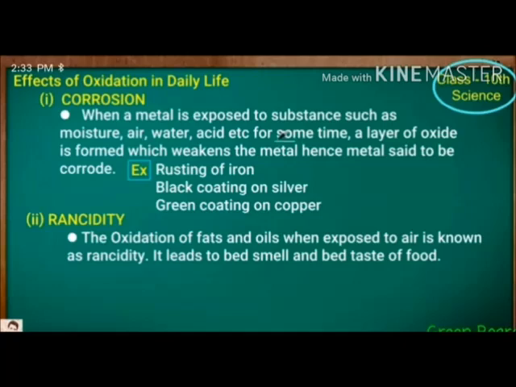Effects of oxidation in daily life: corrosion and rancidity. What is corrosion? When any metal surface is exposed to air, water, moisture, the metal surface becomes weak and it rusts or corrodes. Rusting of iron, black coating on silver, or green coating on copper. You have seen it on silver articles. This is because of the metal surface being in contact with moisture, air, water.